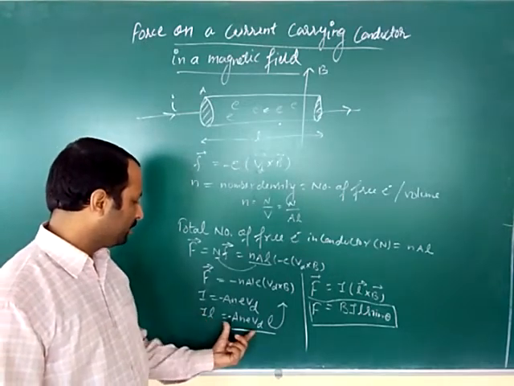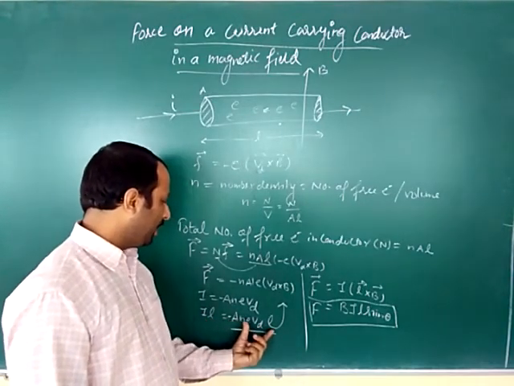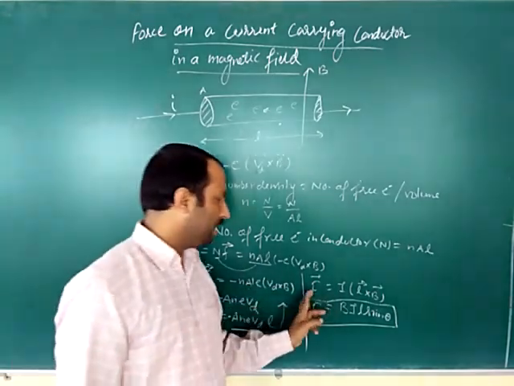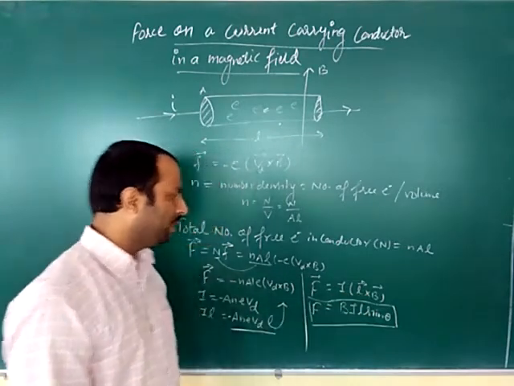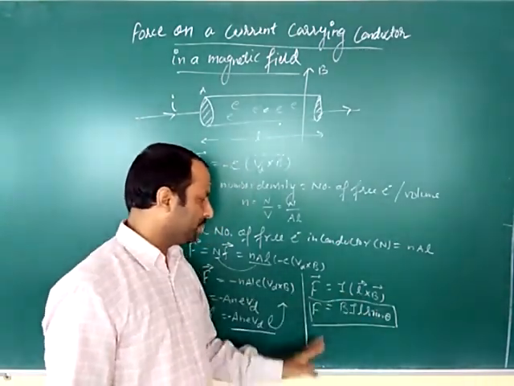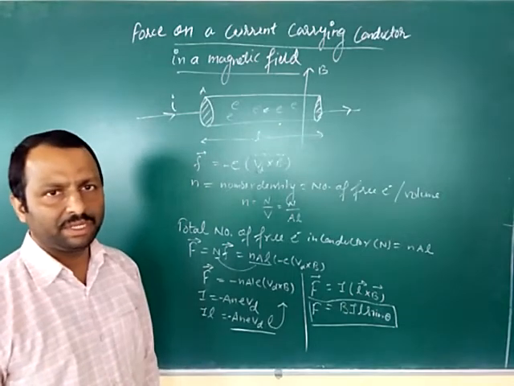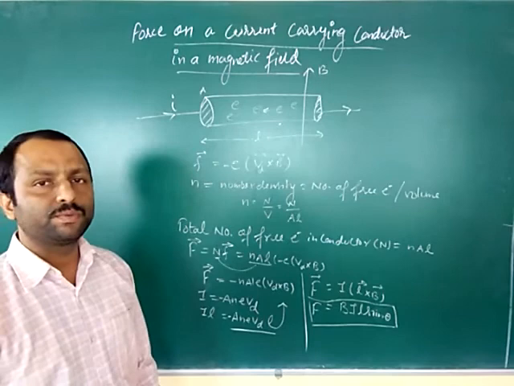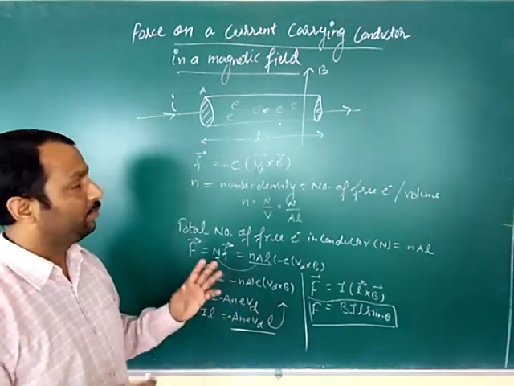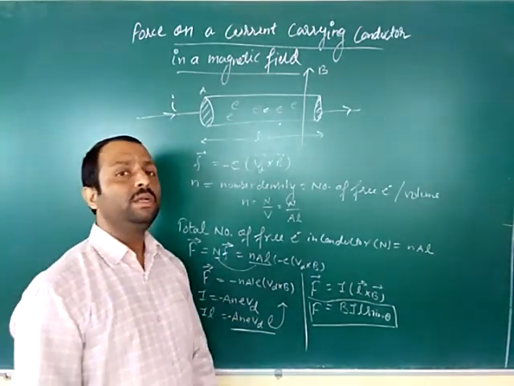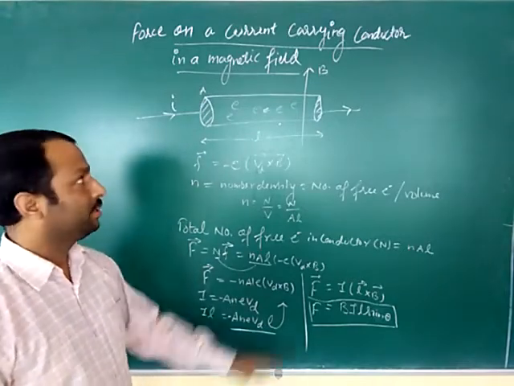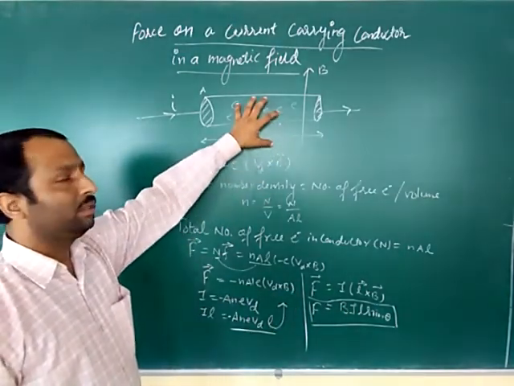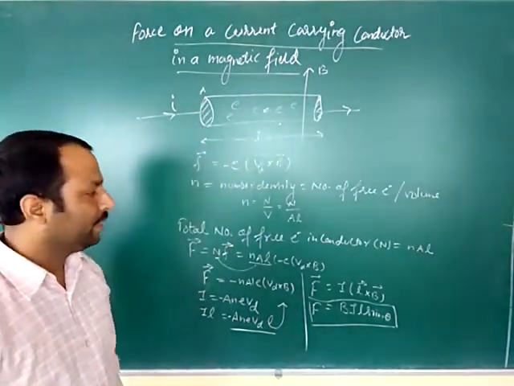So in place of minus n A e v_d L, what will we write? I into L in this expression. So we got F is equal to I L cross B. And if we remove the cross product, then we know that A cross B is AB sin theta. So B I L sin theta. This much is the total force experienced by all the electrons in the current carrying conductor.